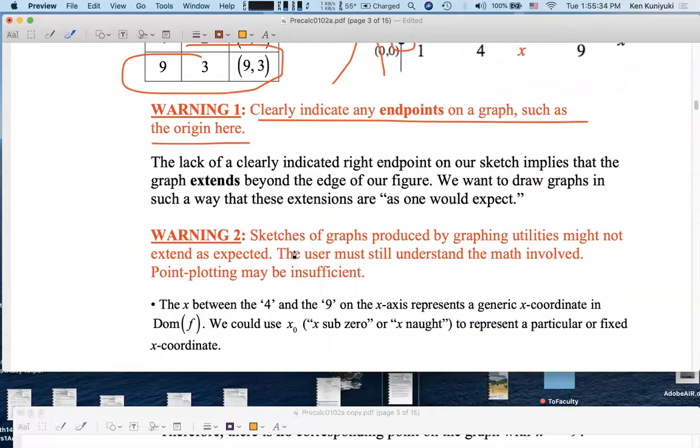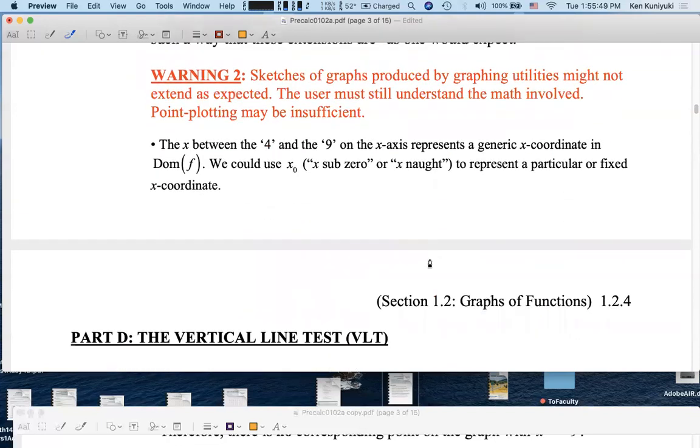Now you can graph these things on Desmos, but bear in mind that even Desmos might mess up sometimes, so it helps to know what's going on. Often, nothing beats the human mind. Graphing utilities might get confused. All right, next up, we're going to talk about how to tell when a graph represents y as a function of x.